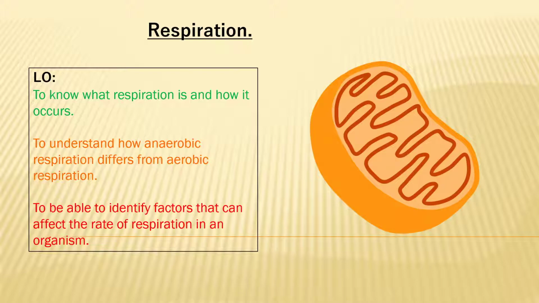Today we're going to be focusing on Key Stage 3 respiration. Now let's take a look at our objectives today. Our first objective is to know what respiration is and how it occurs. We need to understand how anaerobic respiration differs from aerobic respiration. And finally, we need to be able to identify factors that can affect the rate of respiration in an organism.